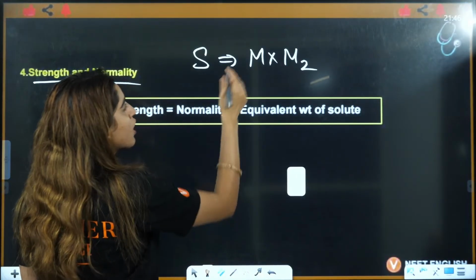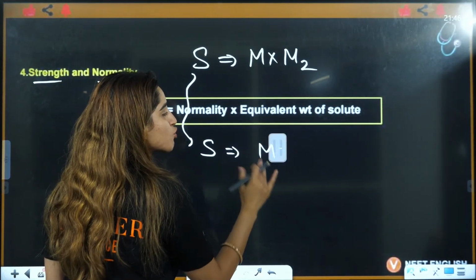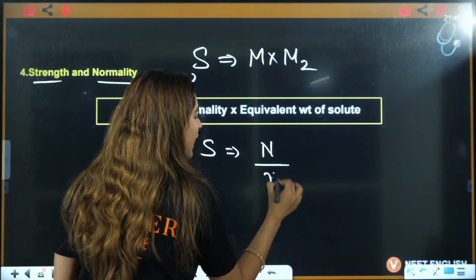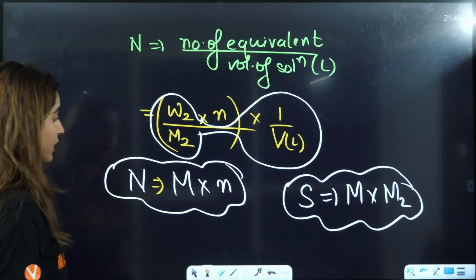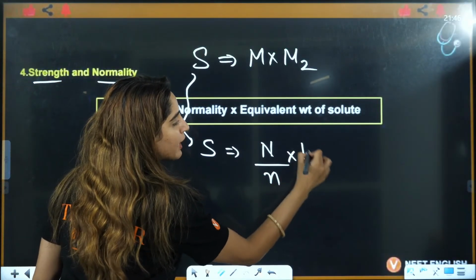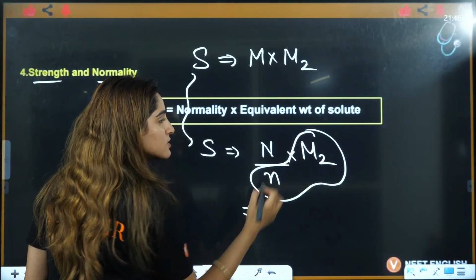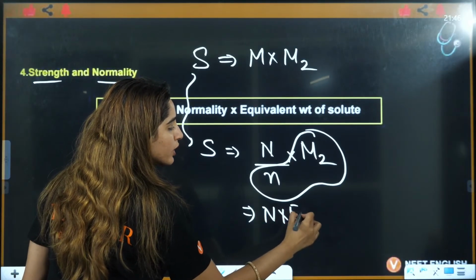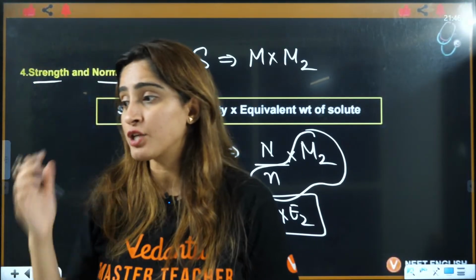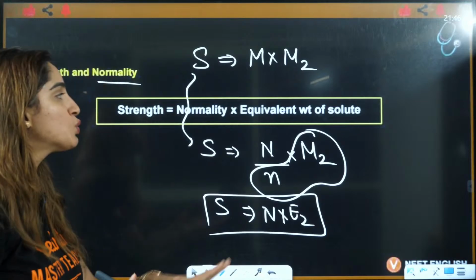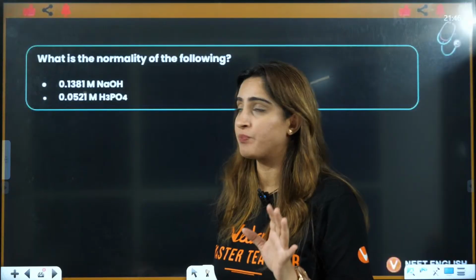Tell me why it is so. What is molarity? Molarity is equal to normality divided by n factor. So you put it here: normality by n factor multiplied by M2, right? That is going to be the answer. What is this? This is equivalent weight. So normality into equivalent weight, that is called the strength. That is your next important formula that you are going to use in physical chemistry, right? This is the base of physical chemistry that I am teaching you, right?